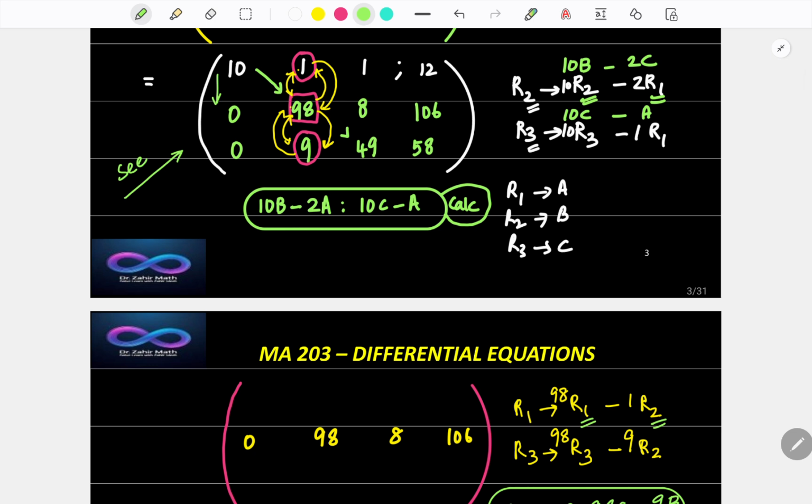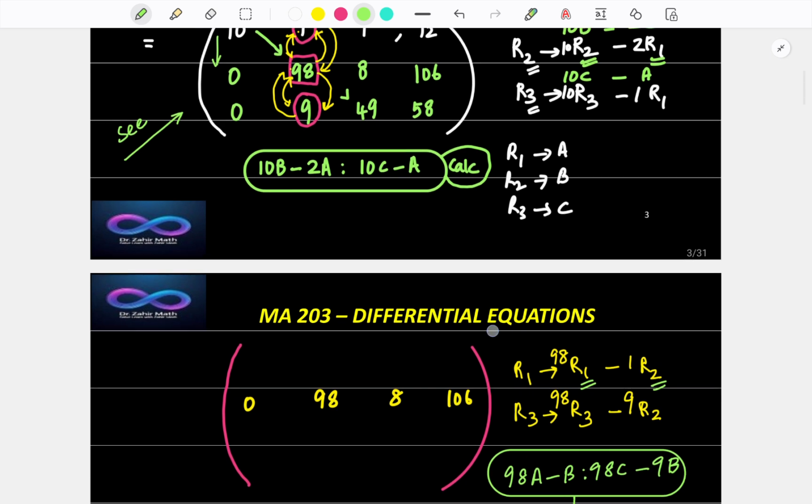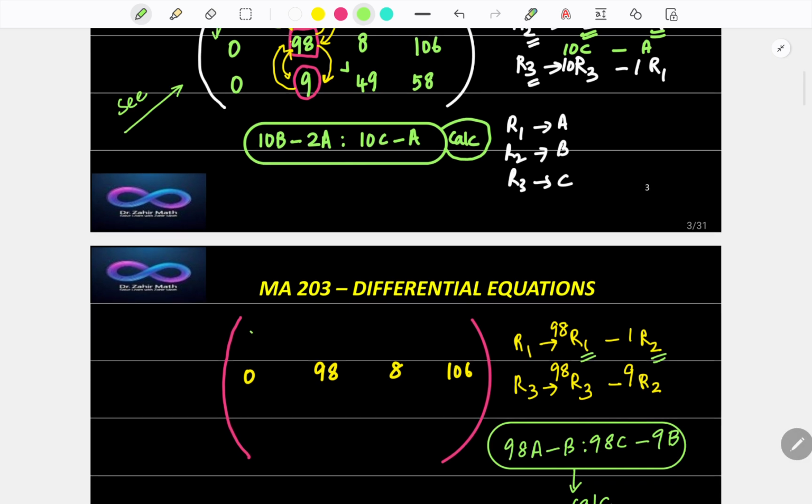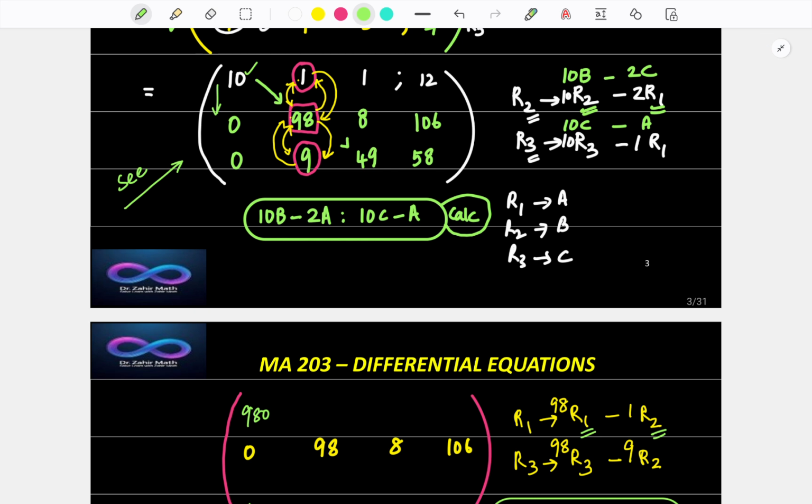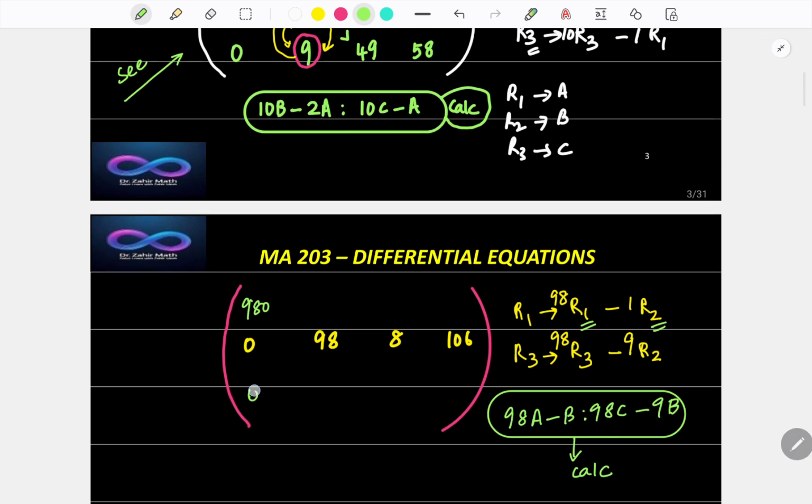Press calc. Yes, I press the calc. What is A? A is this value 10. Press equal. B is what? 0. What is C? C is 7. Okay, right. Now 98A minus B, it means this one, okay? And for this, 98C minus 9B means what? It is here, right? So which is 980, right? Again press equal, you will get 686. Are you getting this one? 686. So I'm getting 0 here, right?